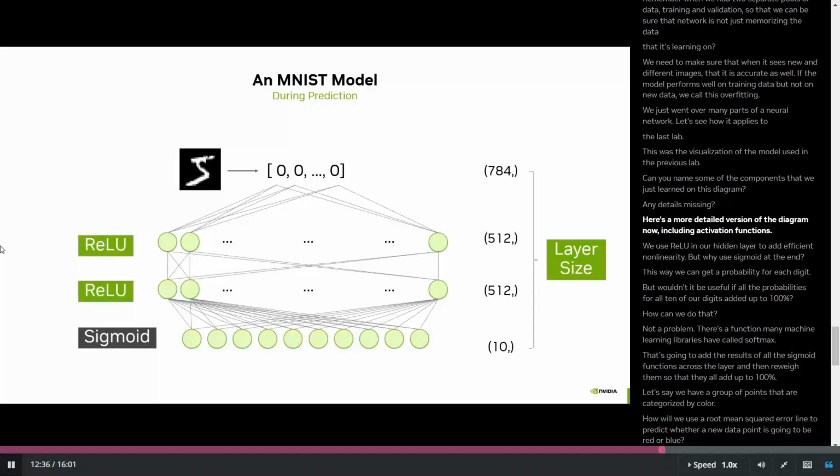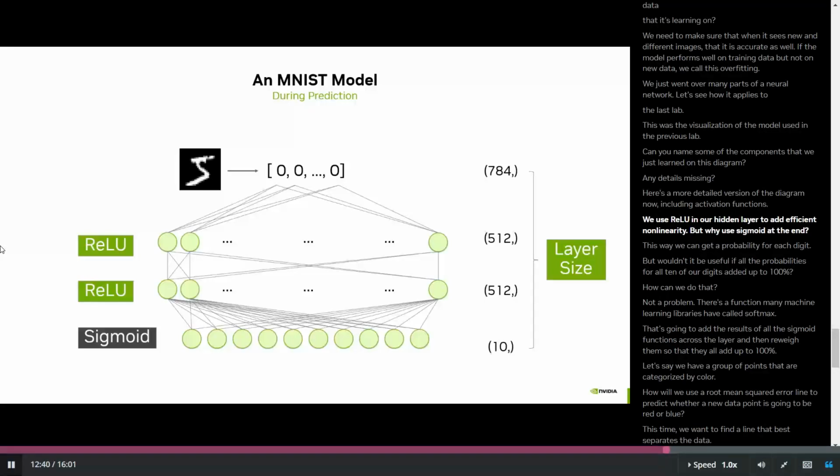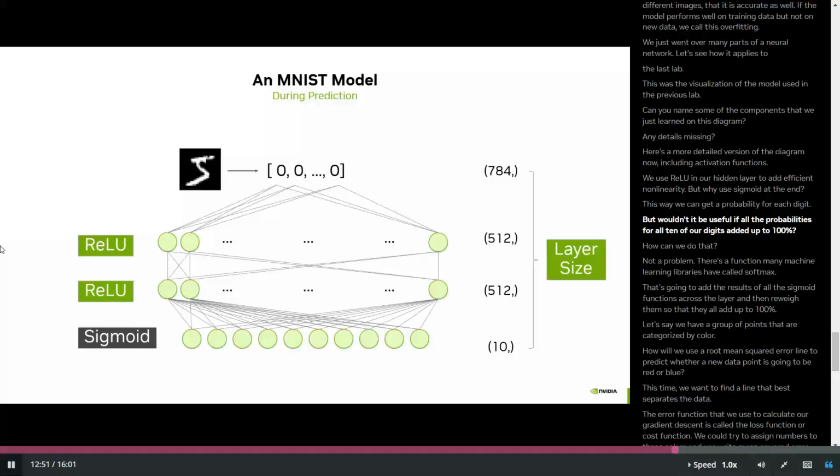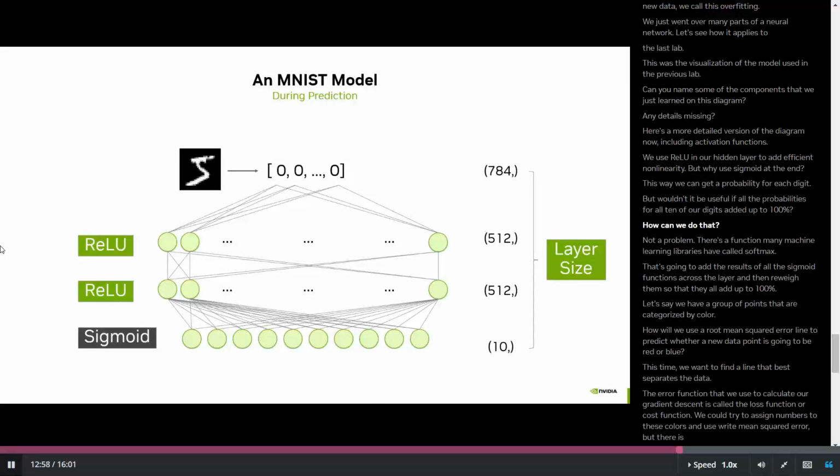Here's a more detailed version of the diagram, now including activation functions. We use ReLU in our hidden layer to add efficient nonlinearity, but why use sigmoid at the end? This way, we can get a probability for each digit. But wouldn't it be useful if all the probabilities for all 10 of our digits added up to 100%? How can we do that?